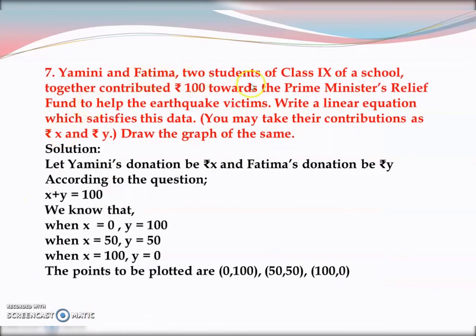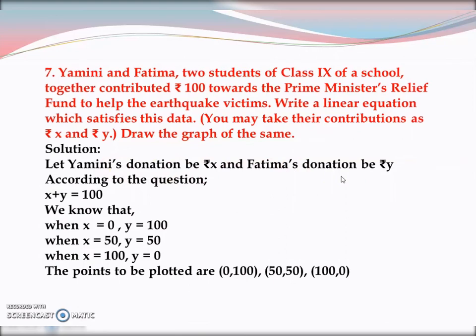Yamini and Fatima, two students of class 9 of a school, together contributed ₹100 towards the Prime Minister's Relief Fund to help the earthquake victims. Write a linear equation which satisfies this data. So you may take their contributions as x and y. Also, they have already given that the contributions can be taken as ₹x and ₹y for each one. So let Yamini's contribution be ₹x and Fatima's be ₹y.